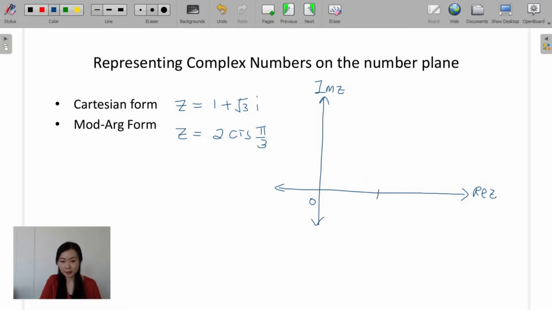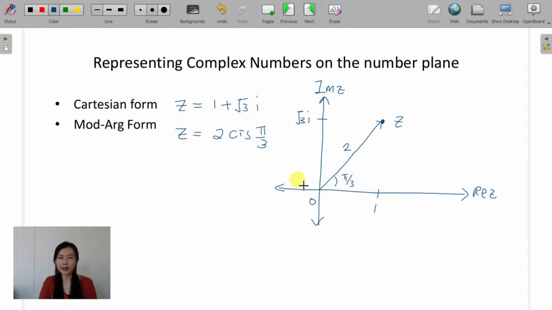So let's say it's about there, 1, root 3i. That's where the point z is. Then the vector is the arrowhead drawn from the origin pointing towards the point it represents, and in fact that's called a position vector. The length and the direction of this particular vector represents 1 plus root 3i, or 2 cis pi on 3. 2 is the modulus, pi on 3 is the argument.